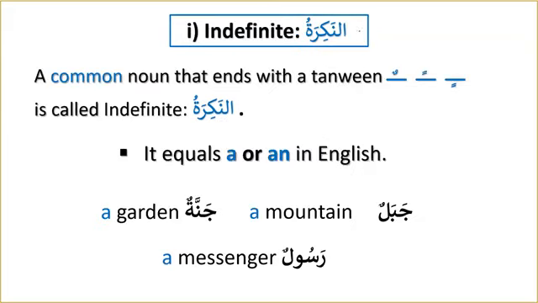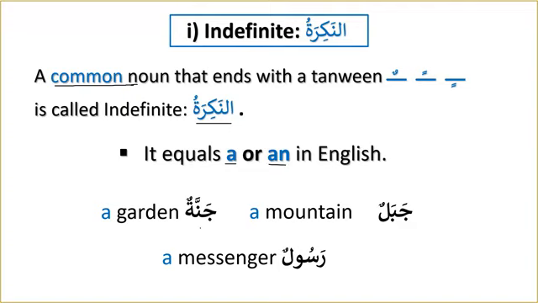Now, let's see what is an indefinite noun. What is an-nakira? A common noun. So basically, we can see here that a common noun that ends with a tanween is called an-nakira. Very simple. A common noun that ends with a tanween is called nakira. It equals a or an in English.